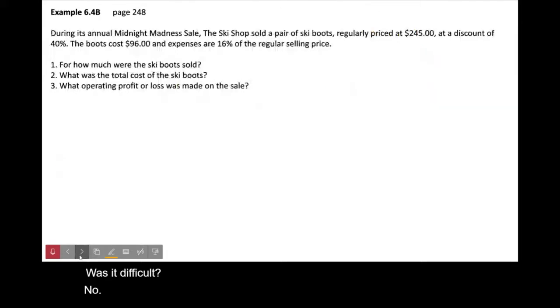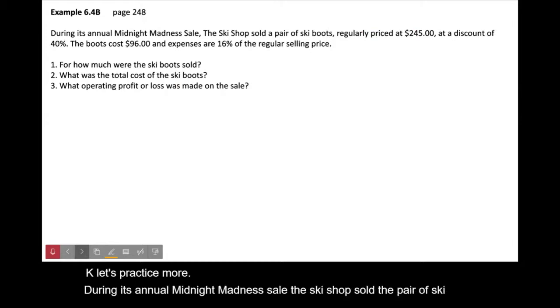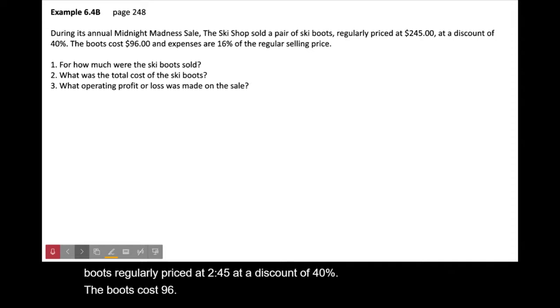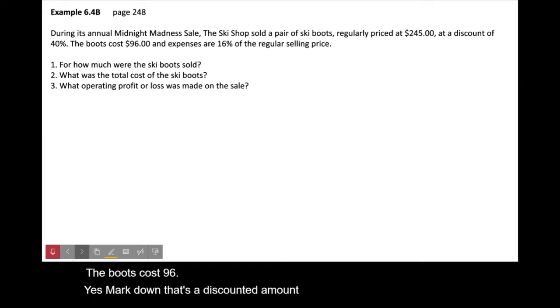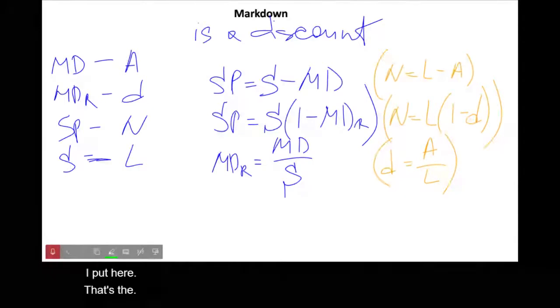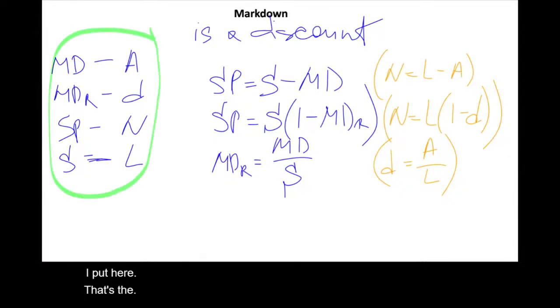Okay, let's practice more. During its annual Midnight Madness sale, the ski shop sold a pair of ski boots regularly priced at $245 at a discount of 40%. The boots cost $96. Yes, marked down, that's the discounted amount, exactly. Well, I put here, look. That's the transition table.